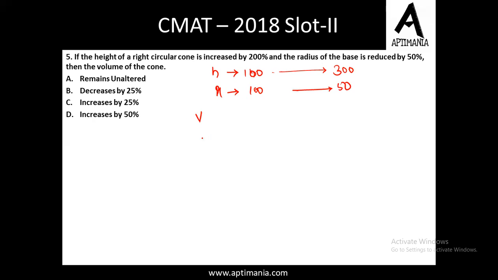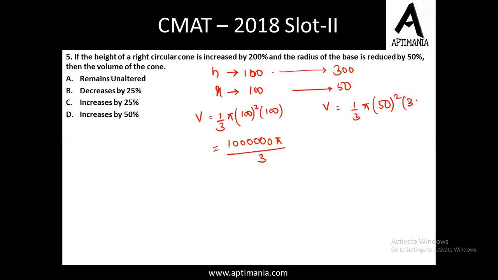So volume initially was 1/3 pi r square, that is 100 square, into h, that is 100. So on calculating the value, I'll get 1000000 pi upon 3. Now if I calculate the value of the new volume, that will be 1/3 pi r square, that is 50 square, into h, that is 300. So what I'll get is 50 square is 2500 into 300, 750000 pi upon 3.